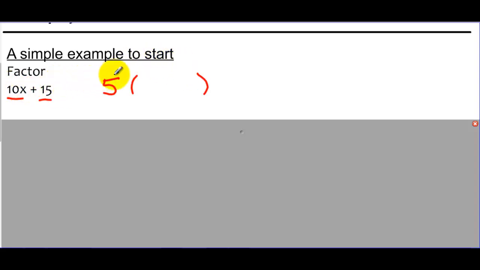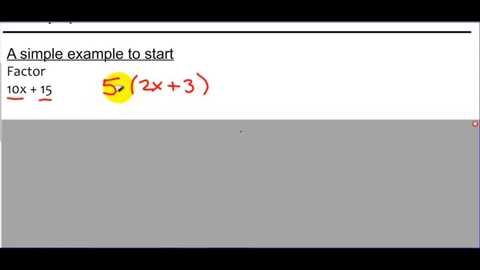Okay? So I'm going to say 5 times what gave me 10x, and that's what's going to be in this spot. Well, to get a 10 from a 5 using multiplication, I need to multiply it by 2. So I'd actually have to have 2x here, because 5 times 2x is 10x. And I can do the same thing with the second term and say 5 times what gave me the 15? Well, the answer is it has to be 5 times 3. Right, so I'm going to say that 5 and 2x plus 3 are the two factors that when I multiplied them together gave me 10x plus 15.